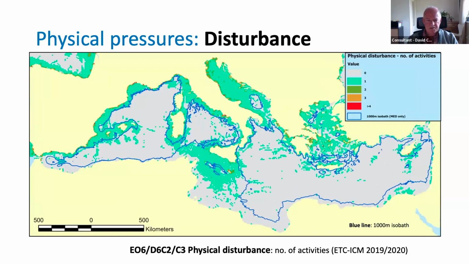And here the physical disturbance pressure, most of this map is reflected in the bottom trawling data, but there are a range of other pressures added to this from wind farms and sand and gravel extraction and shallow shipping and a variety of other different activities.